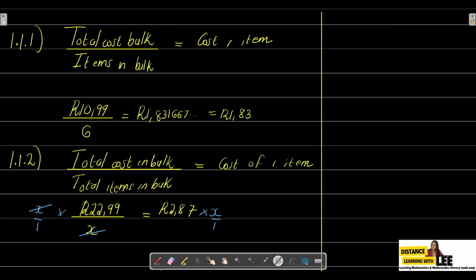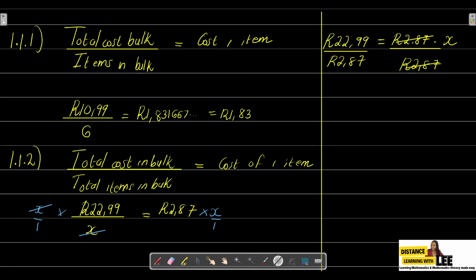If we do that, on the left-hand side you'll be left with 22 rand and 99 cents, which is equal to 2 rand and 87 times X. Now the X is on the right-hand side. From there, we can just divide by 2 rand and 87 so that this X is isolated on the right. If you divide by 2 rand and 87 on the right-hand side, what you do on the right-hand side, you need to do on the left-hand side.